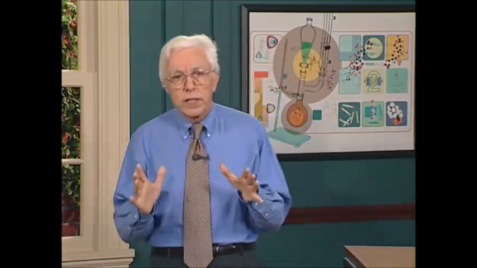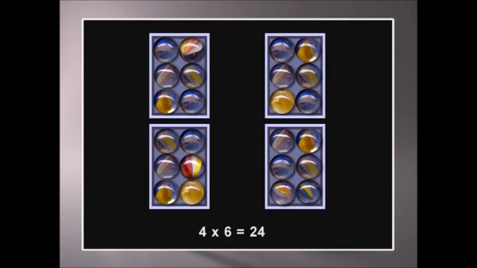Now, this problem is somewhat different than any of the other problems we've worked. The reason it's different is that there's no division in this problem. The first thing I have to do is figure out how many total marbles I have to buy. Okay, there's 6 marbles per box. Well, if 1 box contains 6 marbles, then 4 boxes are going to contain 4 times as many. So I have 24 marbles in all.